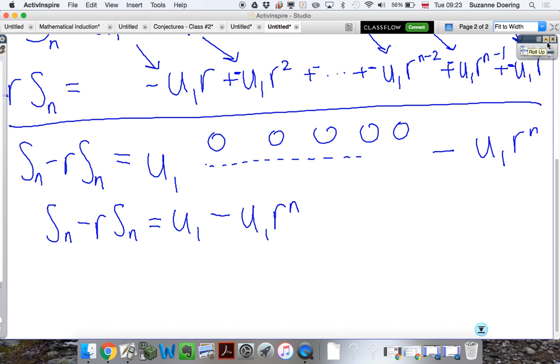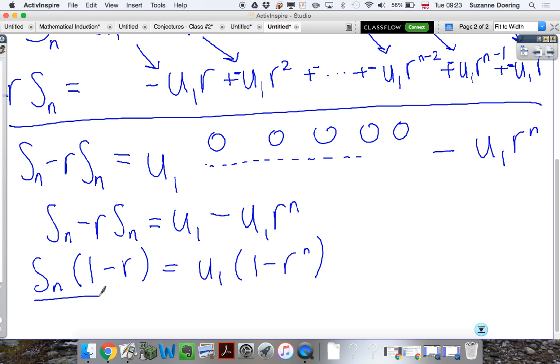All right, well, we have two sums of n terms here, so I'm going to factor that out of the left side. Factoring it out of the Sn leaves 1, and then there'll be a minus r here. To clean up the right-hand side, I see that I have a u1 in both terms, so I'm going to factor that out. Now our goal is to isolate the sum, so we'll divide by 1 minus r. Do the same thing to the other side. And here appears our formula for the sum of n terms.